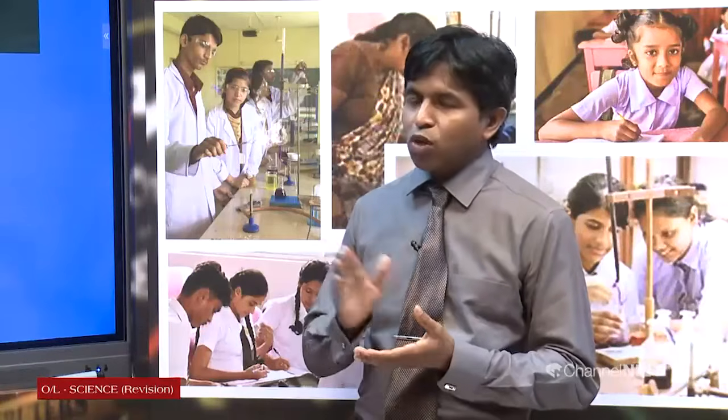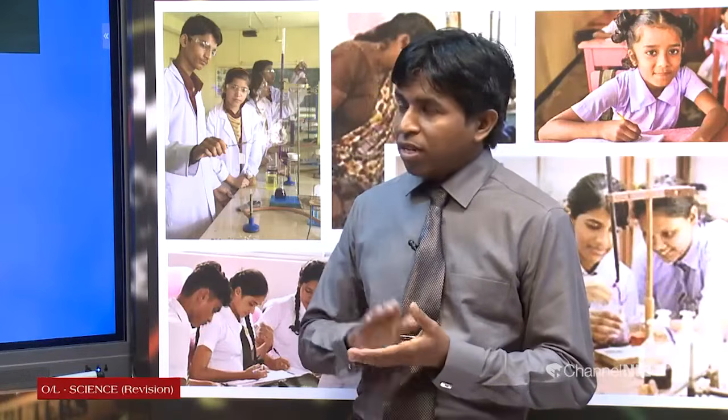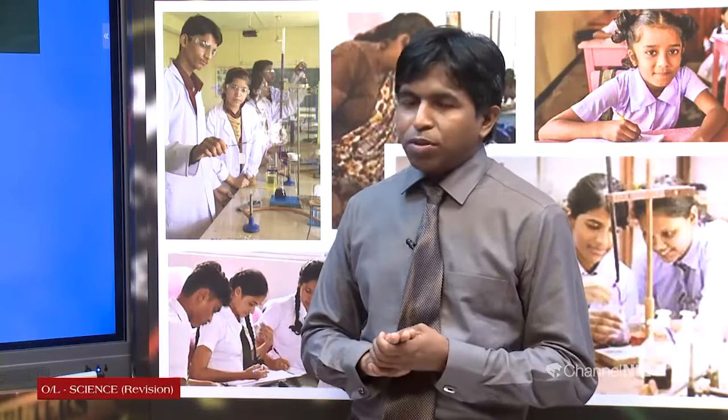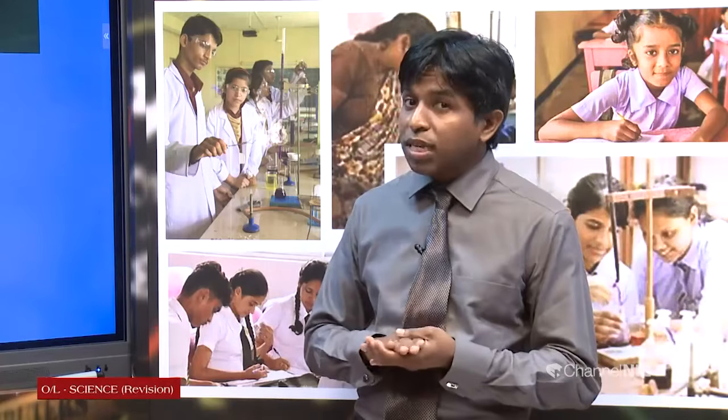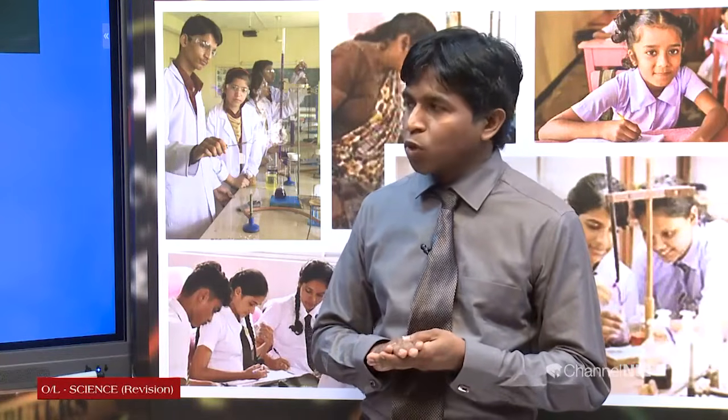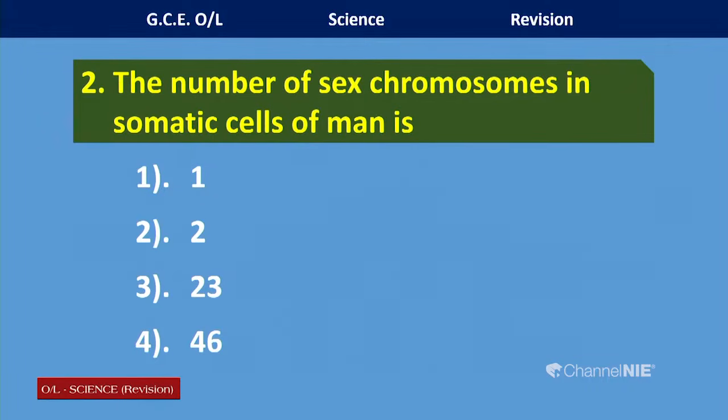Therefore, only 1 sex chromosome enters the gamete cell. Therefore, the somatic cell of a man contains 2 sex chromosomes, while the gamete cell contains only 1 sex chromosome. So, the answer for question number 2, second: a somatic cell contains how many sex chromosomes? 2 sex chromosomes. In males XY and in females XX.